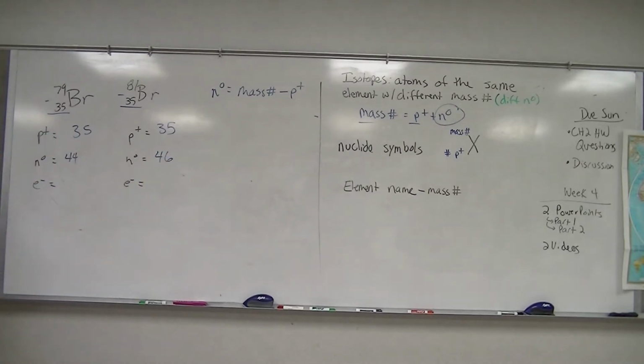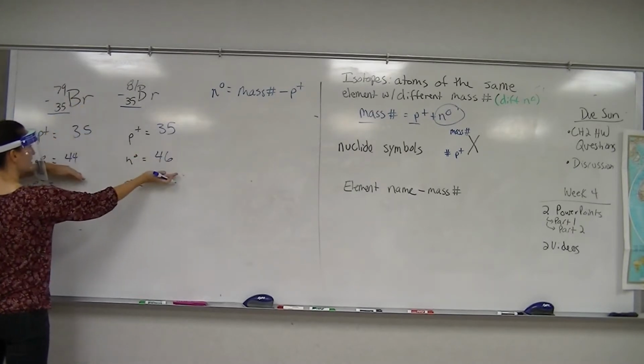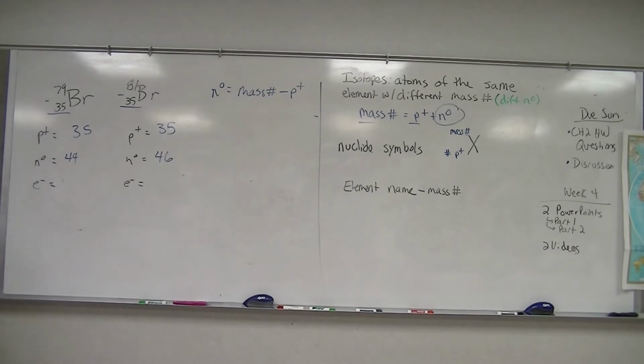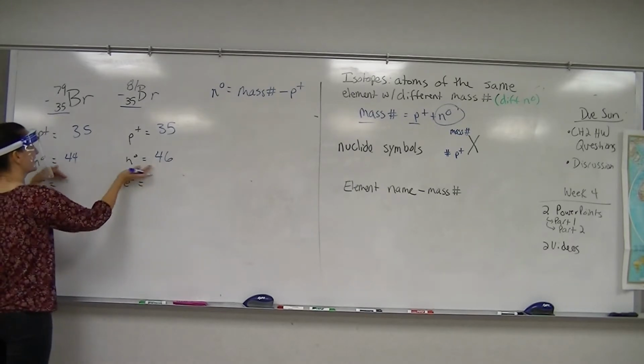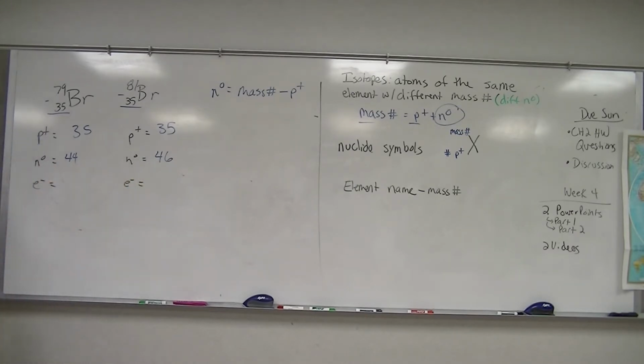Subtracting those gives the neutrons. Now notice, protons are the same for both. It's the neutrons that differ. That's the key with isotopes. They have a different number of neutrons.